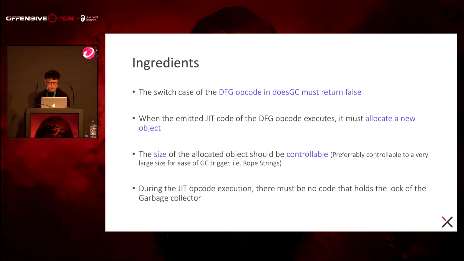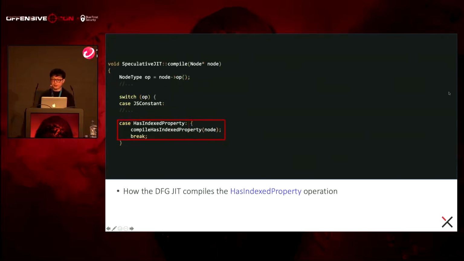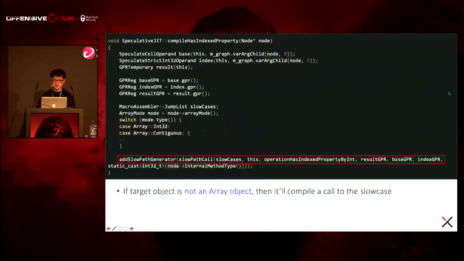To give you a perspective of how I found, and how anyone could have found, a variant of this bug, what I did is I just manually read the JIT implementation of every single DFG opcode for a couple of hours, being very mentally focused to find code that matches this exact same pattern, until I reached the has index property opcode. As shown in the picture, the does.gc function used to return false for this opcode. And this is how the opcode is compiled by DFG.